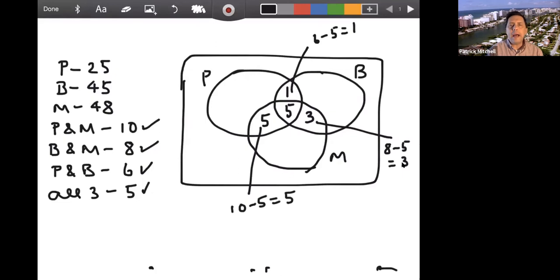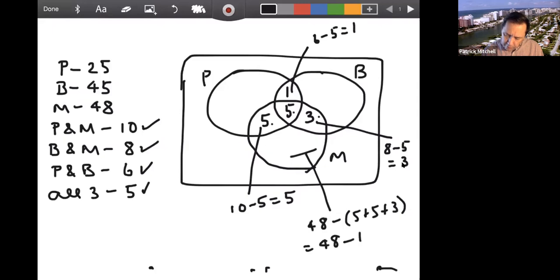Now we can work our way out to the big sets. 48 students took mathematics. That includes these 5, and these 3. So the number that I want to put in this region right here is going to be 48 minus 5 plus 5 plus 3. And that's 48 minus 13, which is 35. So that means 35 students took only mathematics.